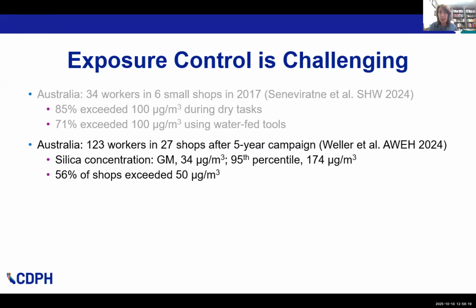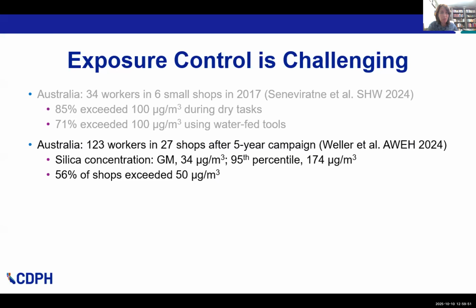interventions. So they had educational efforts. They had regulatory efforts where they lowered their permissible exposure limit to 50 micrograms per meter. They did a lot of inspections and a lot of enforcement. And the result after all of that was that the geometric mean silica concentration was 34 micrograms per cubic meter with a 95th percentile of 174. And again, more than half of shops exceeded their new permissible exposure limit of 50.